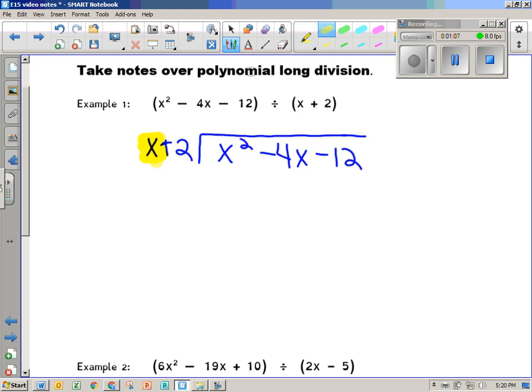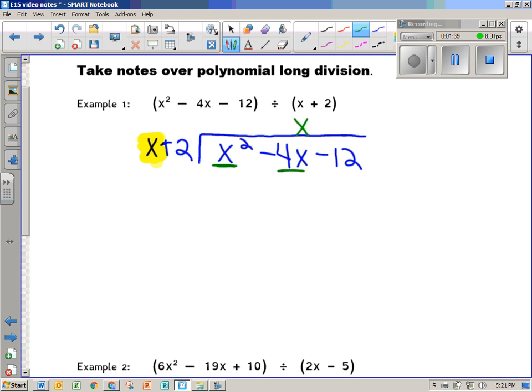Let's go back to our pen. So I'm thinking x times what is x squared? Well, I need another x. So x times x is x squared. And I come over here and I put it over the term that it is like. So this term has an x in it. This has an x squared. So x is like this term because they both just have an x to the first power.